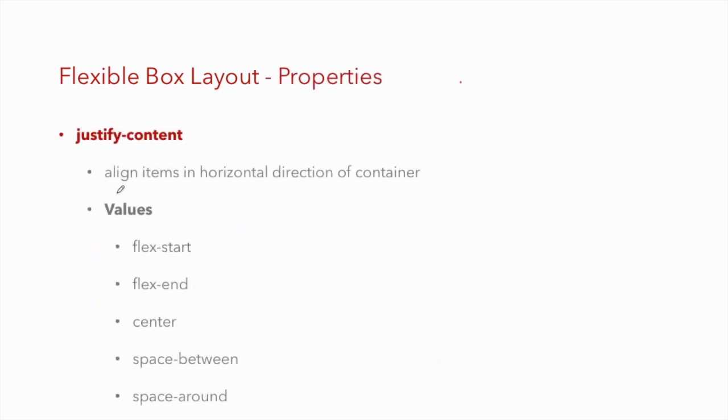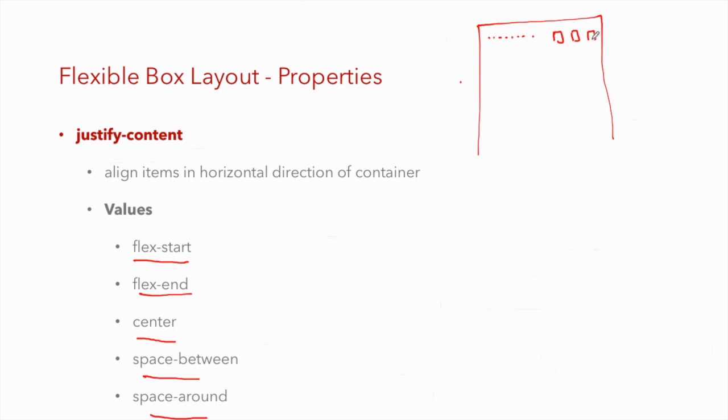So we have justify content first. It helps align items in the horizontal direction of the content. Possible values for this property are flex start, flex end, center, space between and space around. So when I say flex start, in the flex container it will start from this location, so it will work like this. And when I specify flex end, all the boxes will be displayed at the end, something like this. So this will be the output in case we are writing flex start, and this will be the output when we write flex end.